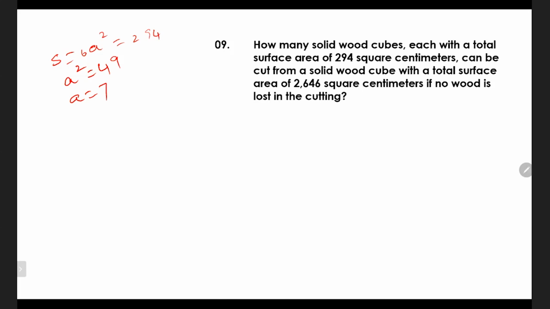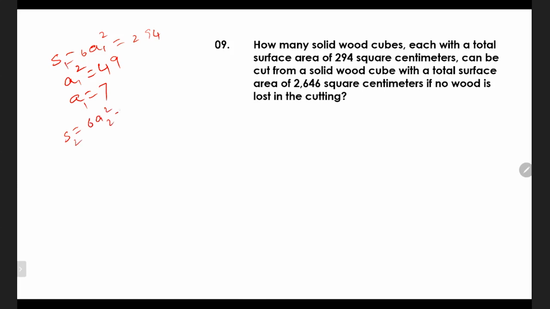Can be cut from a solid wood cube with a total surface area of TSA. So we have to take n such cubes if no wood is lost in the cutting. So this we call it as A1, the side of the small cube. So the bigger wood is S2, and this is S1.